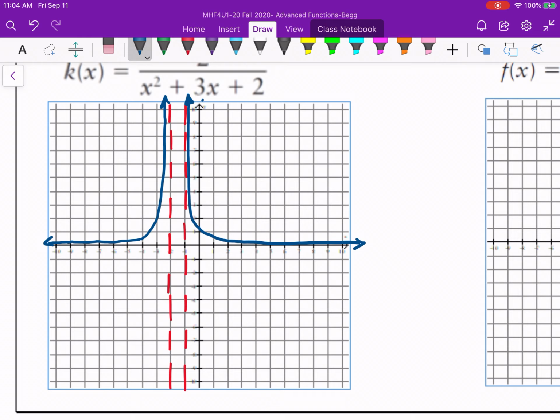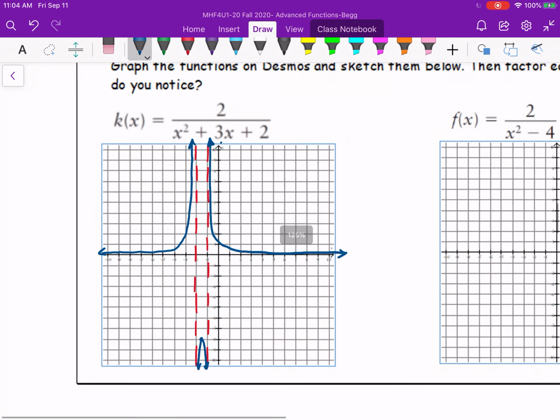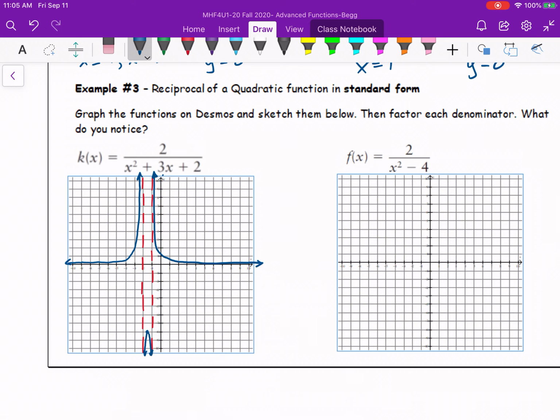And then we've got this chunk down here that we saw was at -1.5, -8. So just that little piece down there. Okay, so then we're supposed to factor each denominator. All right. So 2 over, what are the factors of x squared plus 3x plus 2? So two things that multiply to give 2 and add to give 3. So plus 2, plus 1.